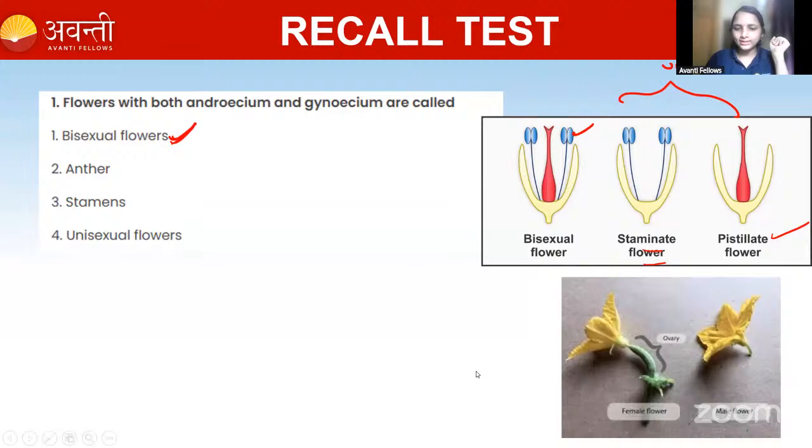Here you can see, guys. This is the flower of the cucumber. Here you can see this is a female flower. It has the ovary. You can see the ovary is swollen, so you can easily identify the female flower. This is the male flower, where it does not have that structure.